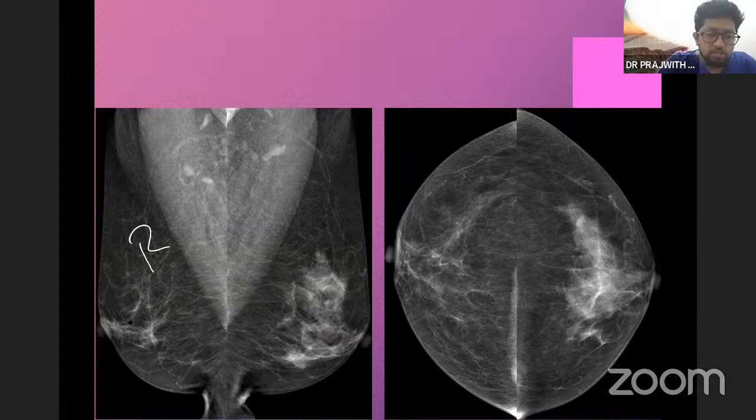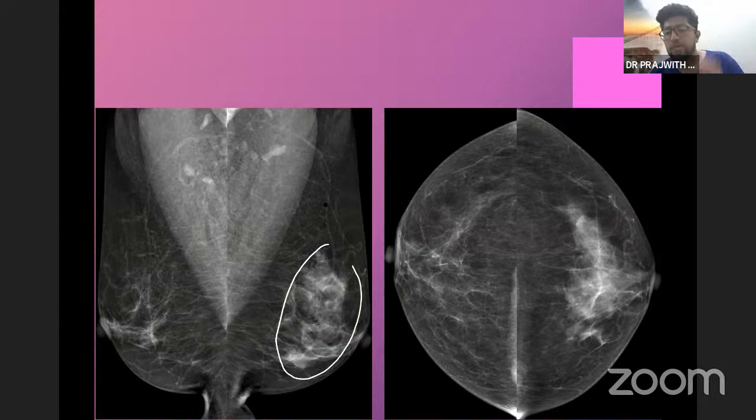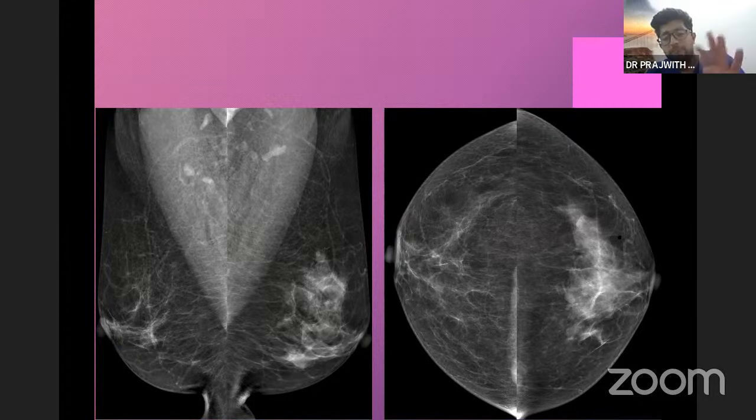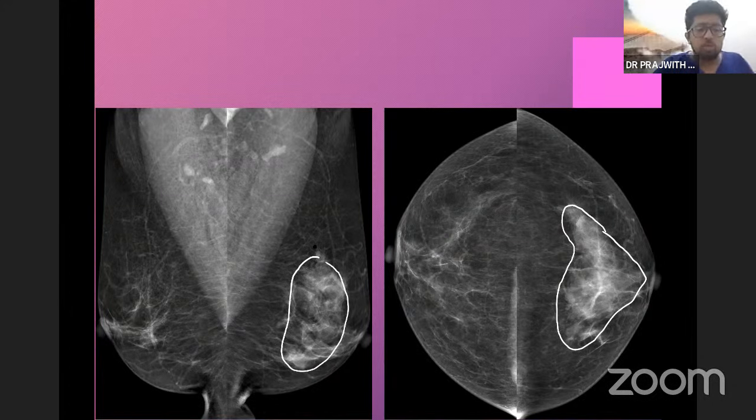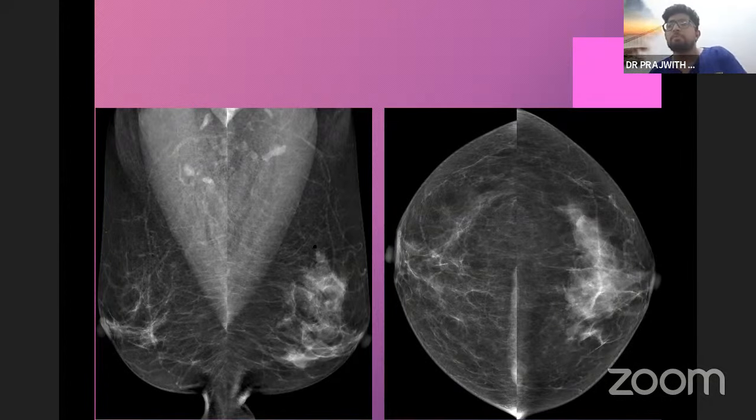This is the fibroglandular tissue usually present here, and this might be normal fibroglandular tissue, but usually we expect both breasts to have almost the same amount of fibroglandular tissue. Because of some hormonal abnormality, there might be some overgrowth of the fibroglandular tissue. That's why this is looking more dense. So it might be just a simple normal condition. Okay, we are seeing a large fibroglandular tissue. Now, this may be a simple benign condition, or it can be a mass.